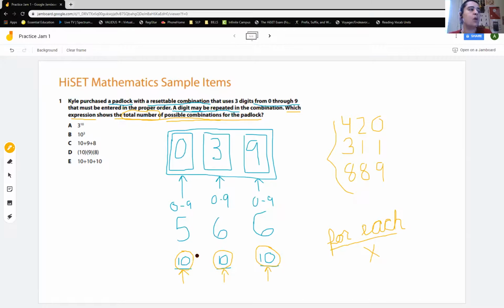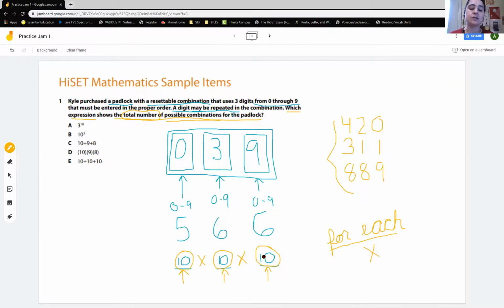So we're going to be multiplying for each possible outcome in the first position. We're going to multiply that times the possible outcomes in the second position, and then also multiply that times the possible outcomes in the third position. So in order to find the total number of possible combinations, we would need to multiply 10 times 10 times 10. Now, in this case, we don't actually have to do that multiplication.